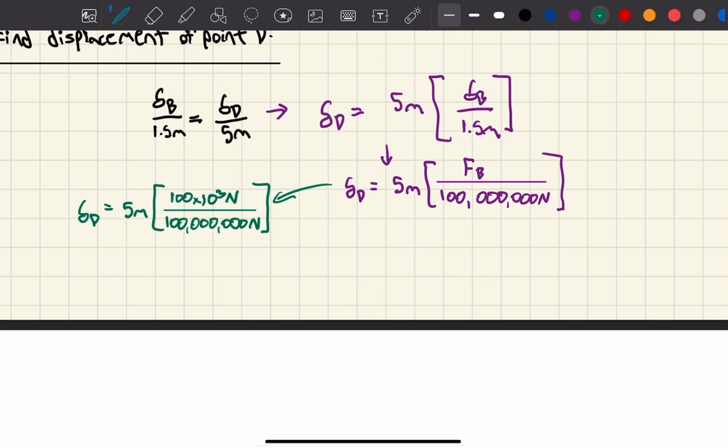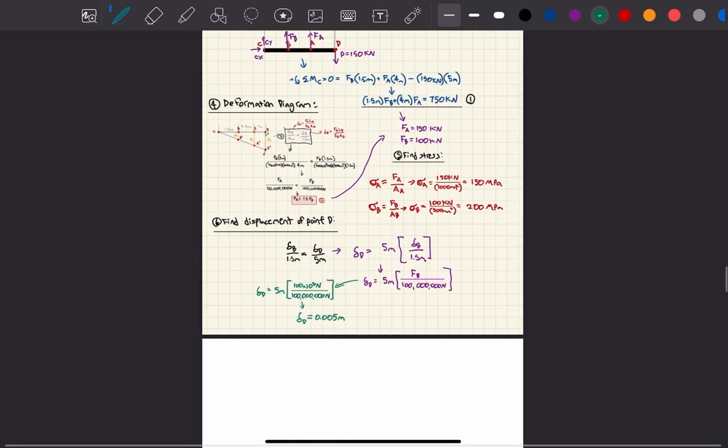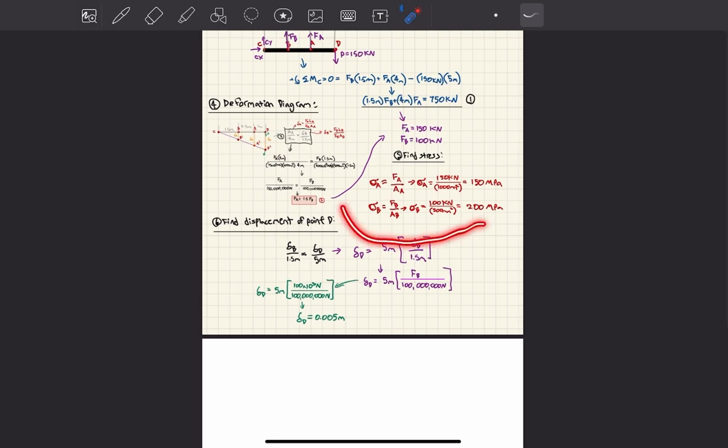And from this calculation, you're going to end up getting that the vertical displacement of point D is going to be a value of 0.005 meters. So this distance right here, this displacement of point D, is going to be 0.005 meters. And that is how you solve this beautiful problem. You found the stresses developed due to this load in bars A and B, as well as the vertical displacement of point D.